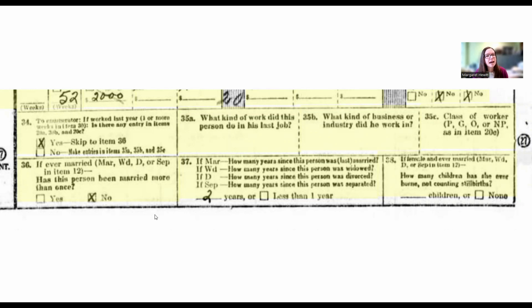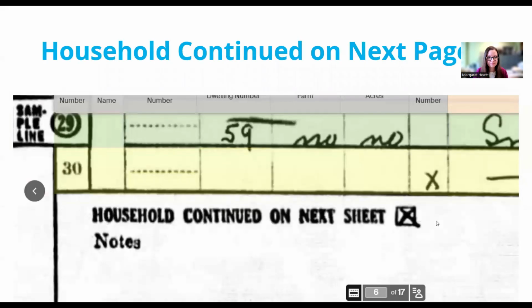So there's a yes or no question that might help you know if a person is on their first or second marriage. There's a question asking how many years you have been married, or if the person is widowed, divorced, or separated, how many years it's been since that event occurred. In this instance, he's been married for 2 years. And then lastly, question 38 would only apply to women, and it asks how many children she has given birth to. And that's a question that we've seen pop up occasionally, but not consistently on previous census records.